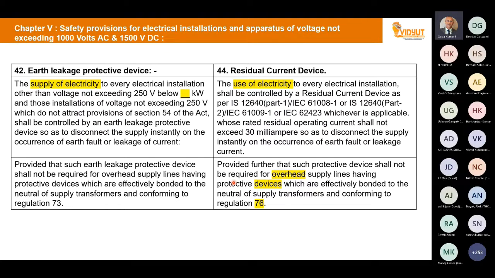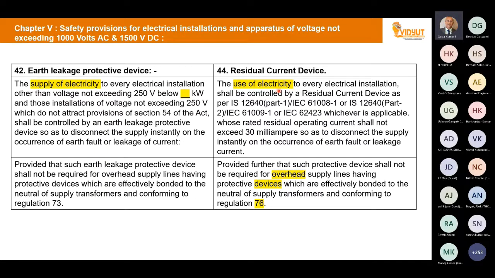The next regulation, regulation number 42. I will go a little bit quickly because in between we had some small disconnections. Earlier it was talking about the supply of electricity in a typical fashion, but let me go to the new one: the use of electricity. Please understand the difference. Supply of electricity is the responsibility of the supplier.